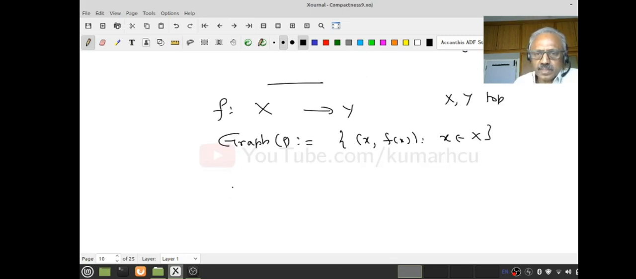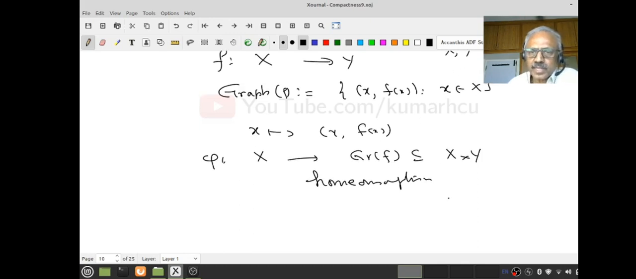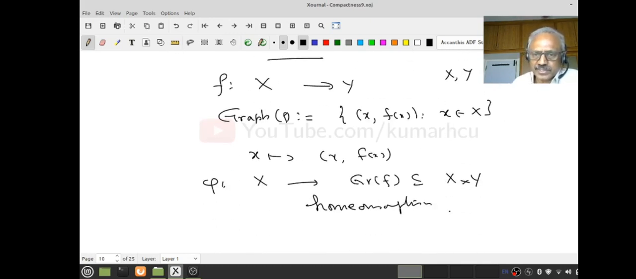If you have watched my lecture on continuity and homeomorphism, I had already proved that the map x going to (x, f(x)), from capital X to the graph of f as a subset of X cross Y, is a homeomorphism. Call this phi. This is a bijection, and if this is continuous, this is a homeomorphism.